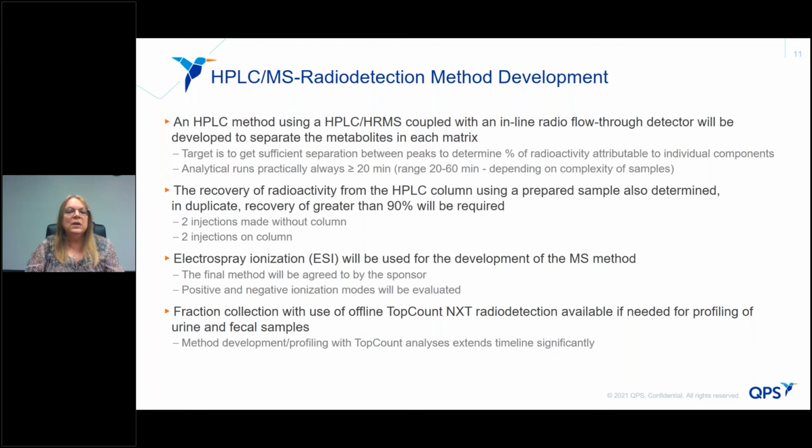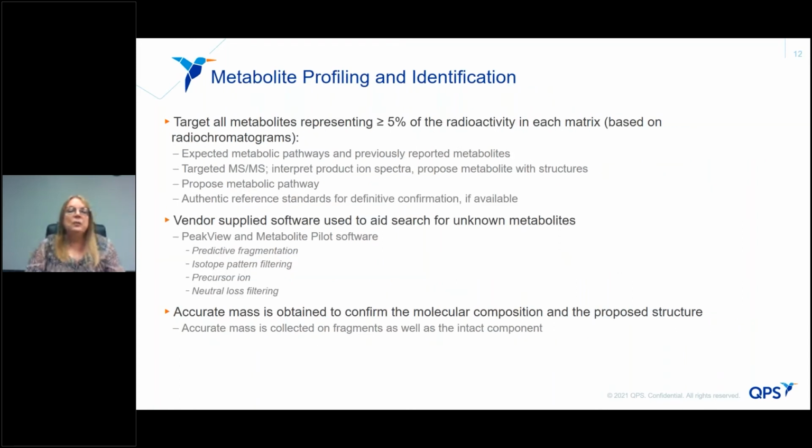The fraction collection, if we need to do that for profiling for urine and fecal samples, we will do that. If we need to do method development with the TopCount, that extends your timeline significantly. For metabolic profiling and identification, our target is to get any metabolite that's 5% or greater of the radioactivity in each matrix. And the reality is, if we identify a metabolite and it's less than 5%, we will still report it. And what we look for are the expected metabolic pathways, and if you have any previously reported metabolites, we will look for those as well.